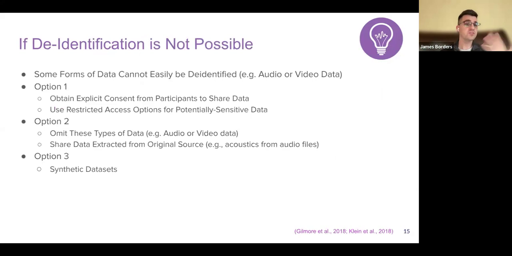All right, next slide. If de-identification is not possible, for example, audio or video data, or even other types of sensitive data, there are a couple of different options that you can take. The first is to obtain explicit consent from the beginning from your participants to share that data, or use some restricted access options for potentially sensitive data. Secondly, you could omit those types of data, so not share them, or share data that's extracted from the original source. So if you have speech acoustic files, you could share the de-identified analysis data and not necessarily the raw data. Like Micah was saying before, there certainly exists this continuum. And then option 3 is synthetic data, which I'll talk about on the next slide.